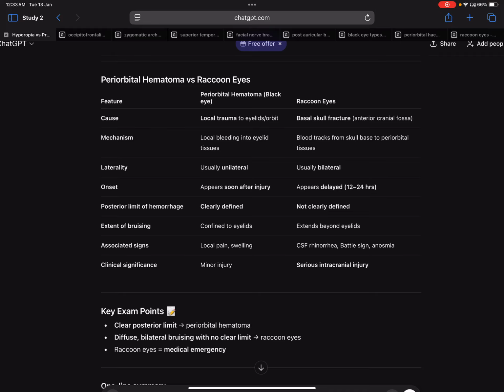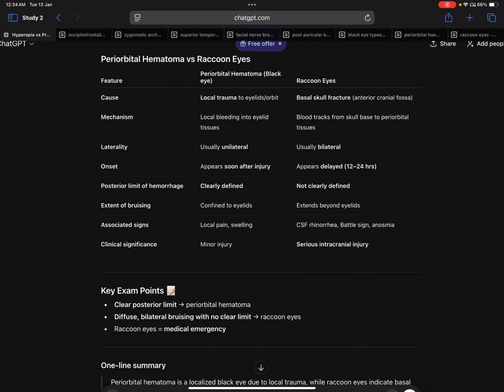So initially, when the person is impacted and experiences that injury to the skull, they do not immediately start seeing a black eye, but it gives a more delayed appearance after 12 to 24 hours. The posterior limit is not defined because it keeps on spreading. The extent of bruising extends beyond the eyelids. Associated signs are CSF rhinorrhea, which is a runny nose, Battle sign, and anosmia, which is the loss of smell. And this is a serious intracranial injury. So yes, that's about it.